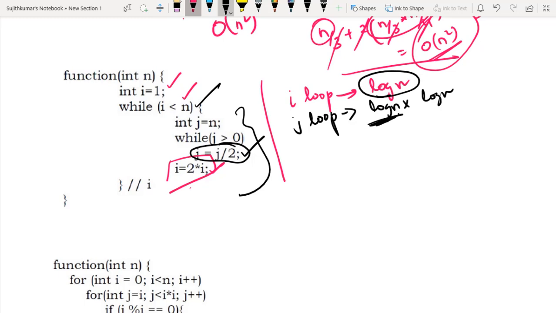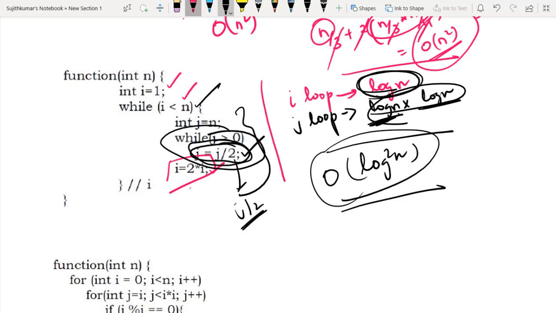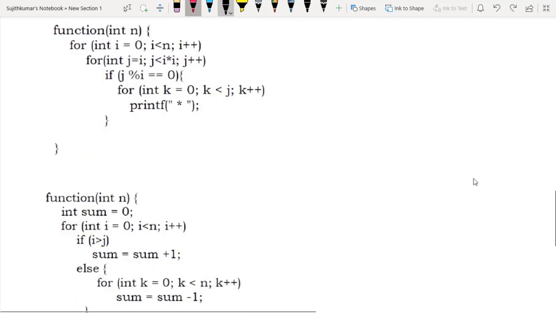After that, the inner loop will again go for log n times. Is that clear? You can see the decrement of the inner loop also. It is j divided by 2. So it will again go for log n times. So if you sum these up, I'll get log square n plus log n. So I'll get log square n only. That is the big O. Big O of log square n is the time complexity for this particular algorithm, right?